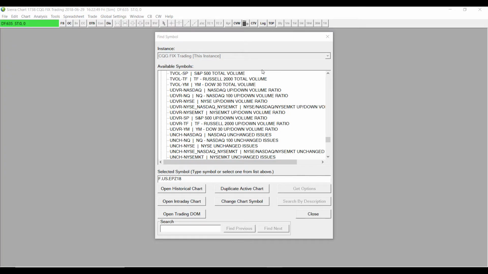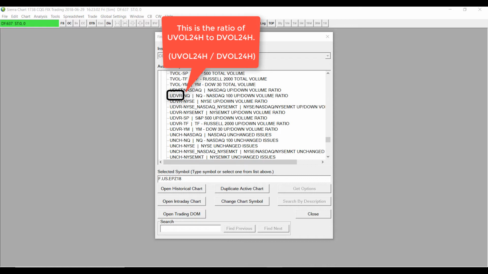Alright guys, after the T volume, there's only 4 more symbol prefixes to go over, 2 of which I've already briefly touched on. So next up we have the UDVR. This is a ratio of U volume 24 hours to D volume 24 hours. So this is the U volume 24 hours divided by D volume 24 hours. I know I've touched on D volume already. I've spoken briefly about U volume. That will be coming up in just about 2 more symbol prefixes, so feel free to just jump ahead real quick if you need to.